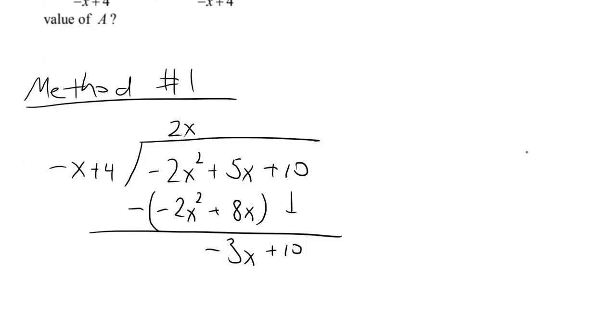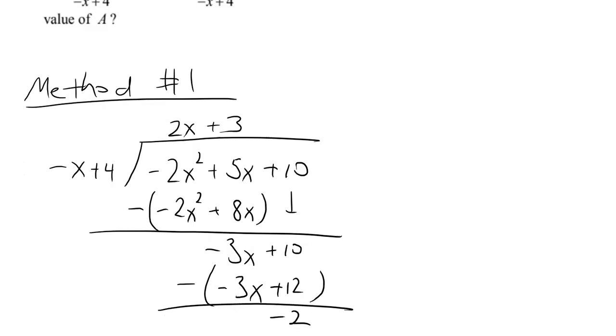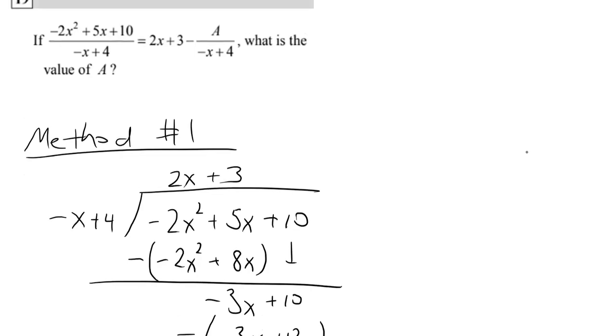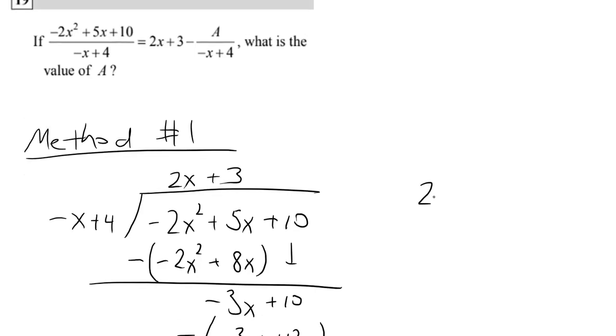Now we look at the biggest degrees again. We want minus 3x. How do we get minus 3x from negative x? We just multiply by a positive 3. So minus, multiply 3 to negative x plus 4, that's minus 3x plus 12. Then we get a minus 2 as a result. So the remainder is negative 2, and the quotient is 2x plus 3 plus the remainder, negative 2, over negative x plus 4, the divisor. We can move this minus sign out to match the notation up here, and so the answer is 2.